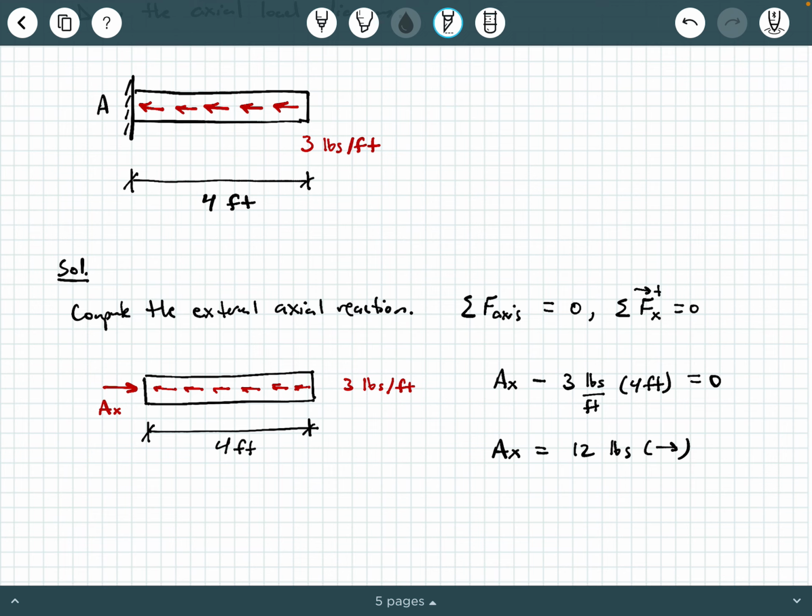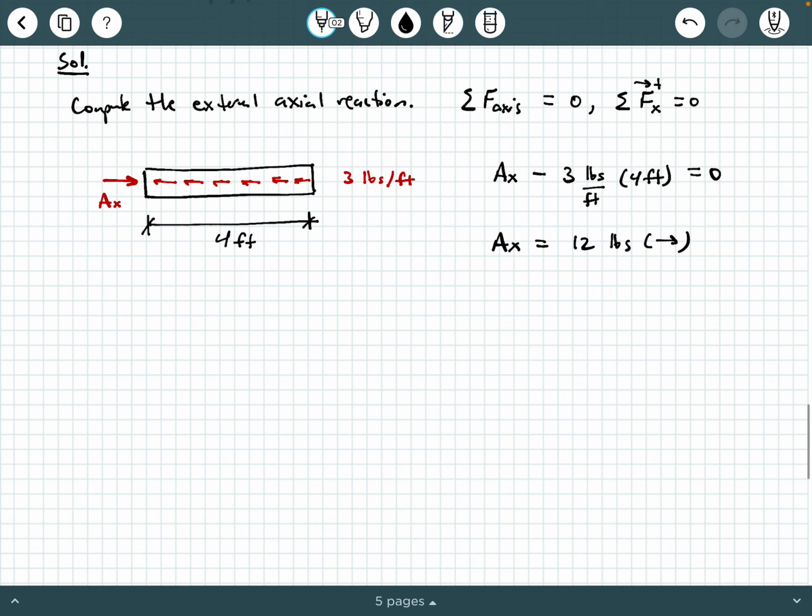So that's our axial reaction. Now, do we have an AY or an MA here? Yeah, sure, but they're both 0 because this is a purely axially loaded member. And if you're a little shaky on why that's 0, check out my previous videos on this topic because I explain it in more detail in my previous videos. So let's go ahead and draw the axial load diagram.